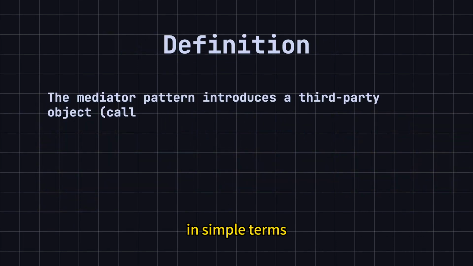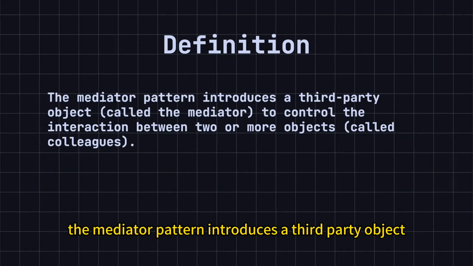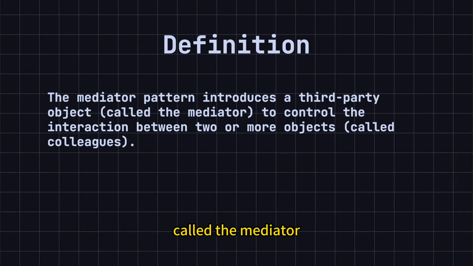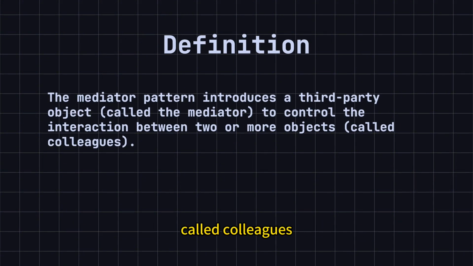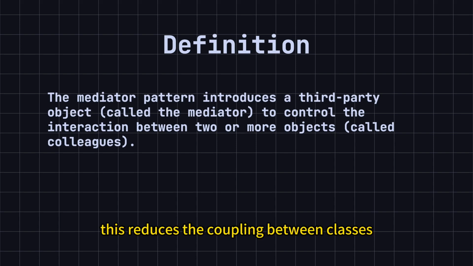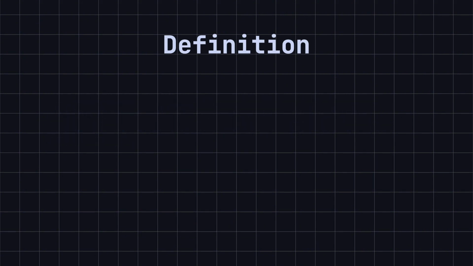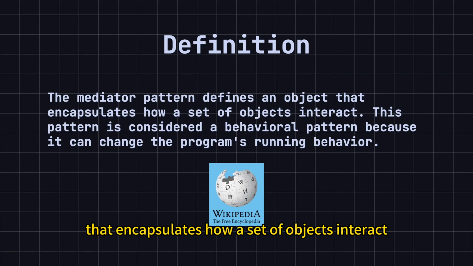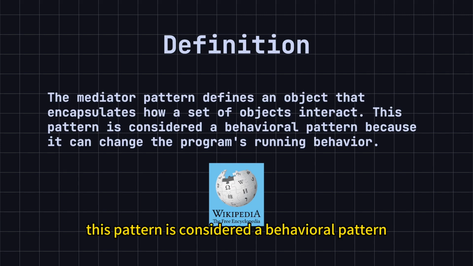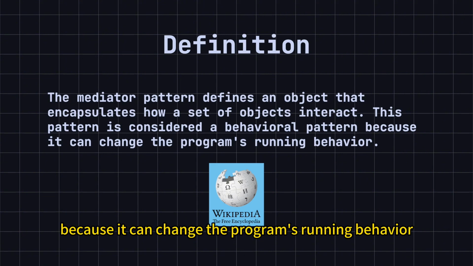In simple terms, the mediator pattern introduces a third-party object, called the mediator, to control the interaction between two or more objects, called colleagues. This reduces the coupling between classes as they no longer need to know each other's implementation details. According to Wikipedia, the mediator pattern defines an object that encapsulates how a set of objects interact. This pattern is considered a behavioral pattern because it can change the program's running behavior.